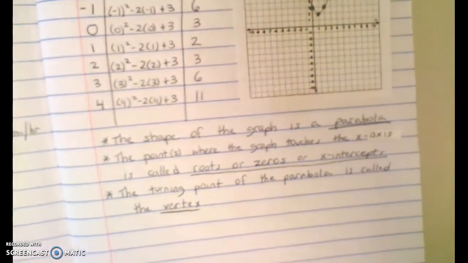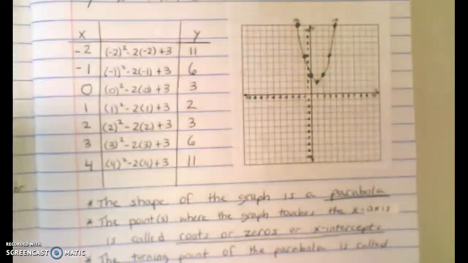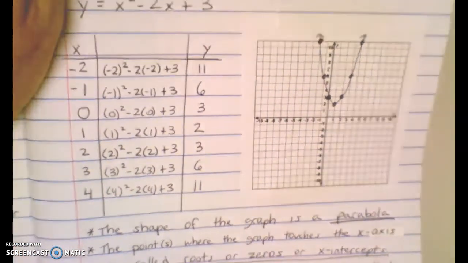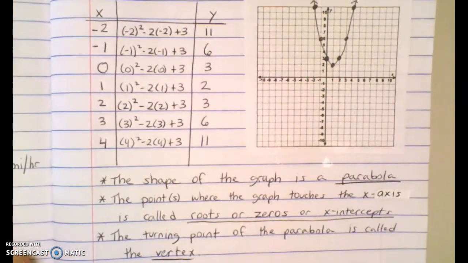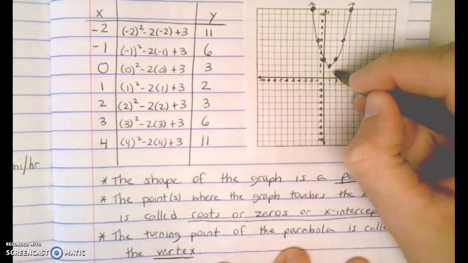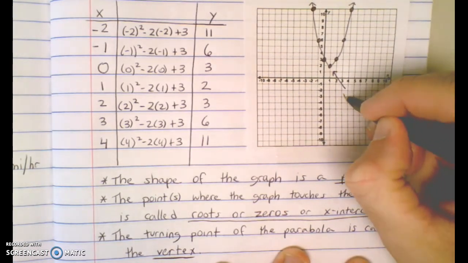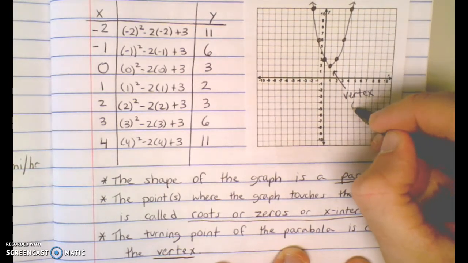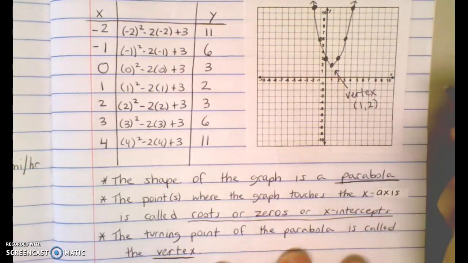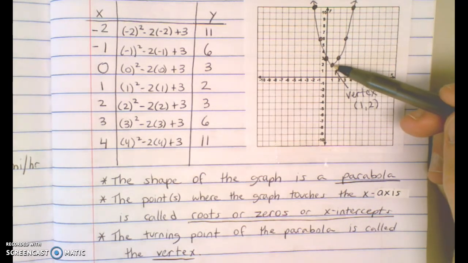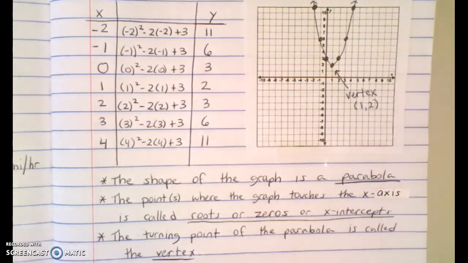So let me zoom back out so we can see our full graph. You can still write down what you need to write down. So in our example, the turning point or the vertex is right there. And that's at (1, 2). So the vertex is the turning point of the parabola. It's kind of where that hill or bottom of the valley is, depending on the way you look at it.